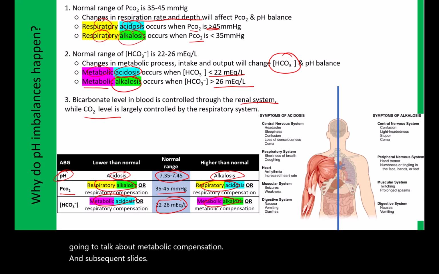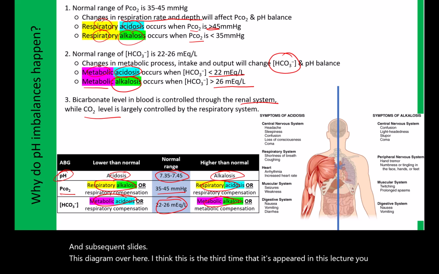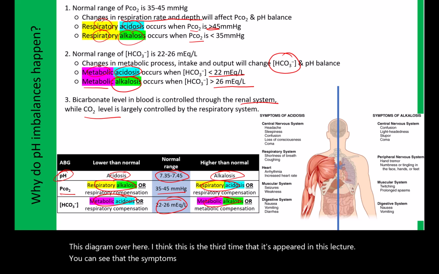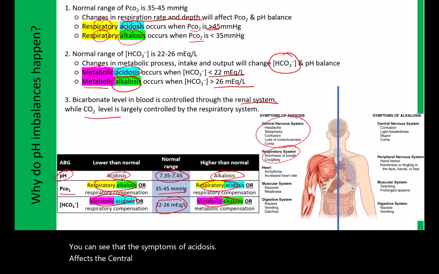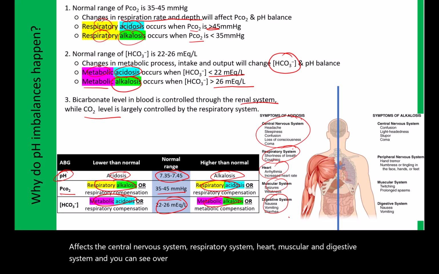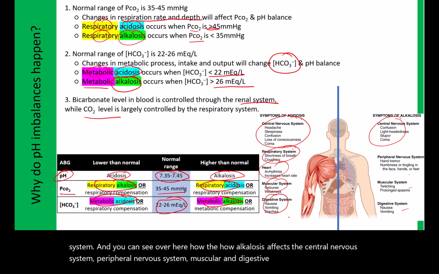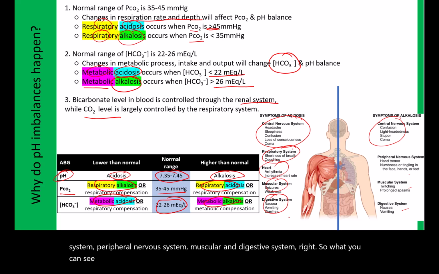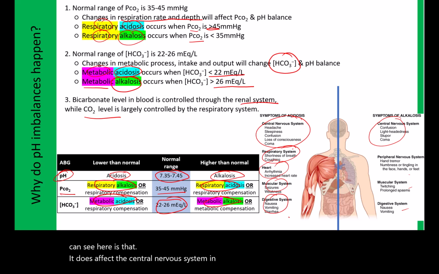This diagram over here, I think this is the third time that it's appeared in this lecture. You can see that the symptoms of acidosis affect the central nervous system, respiratory system, heart, muscular, and digestive system. And you can see over here how alkalosis affects the central nervous system, peripheral nervous system, muscular, and digestive system, right? So what you can see here is that it does affect the central nervous system and muscular and digestive system in different ways.